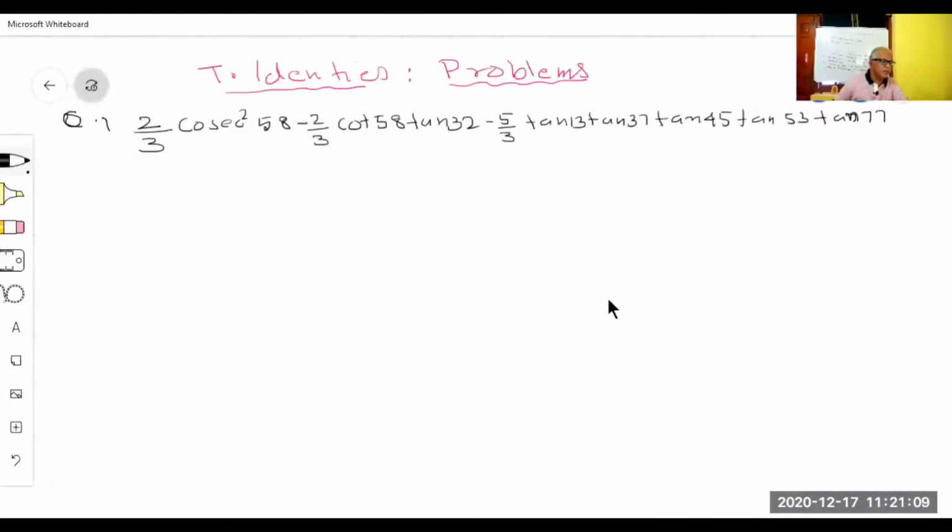Hello, dear students. We shall do some more problems on trigonometric identities. It is useful for your ISC class 10 and CBSE class examination.